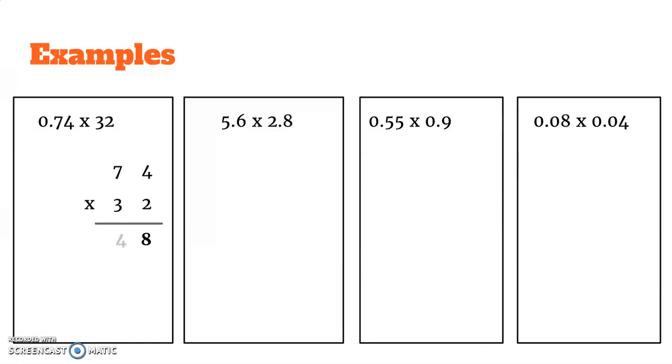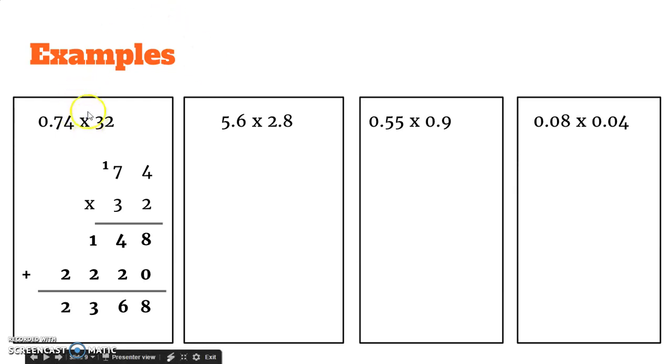2 times 4 is 8. 2 times 7 is 14. Drop my 0 as a placeholder. 3 times 4 is 12, carry 1. 3 times 7 is 22. Add my partial products, 8, 6, 3, and 2. And if I go back to my problem, in my entire problem, I only have 2 numbers that are behind a decimal point, so my decimal point's going to end up there, 23 and 68/100ths.